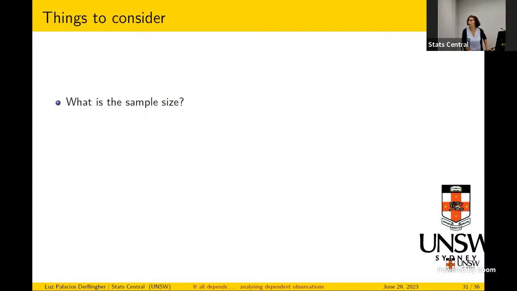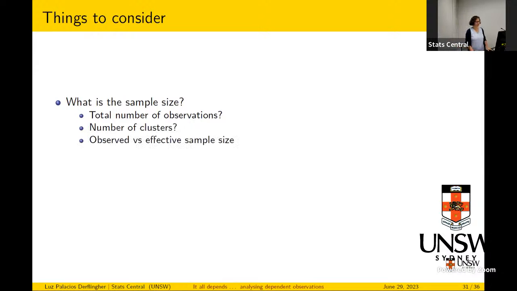Now, what is the sample size that we have when we have a cluster, when we have a group? Is it the total number of observations? Not necessarily, because many of those observations are providing similar things. So it's not exactly the total number of observations. So is it the number of clusters? Also, that's giving us a little bit more information than just the number of clusters.